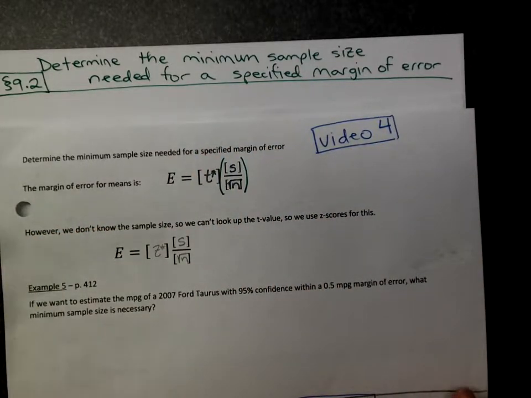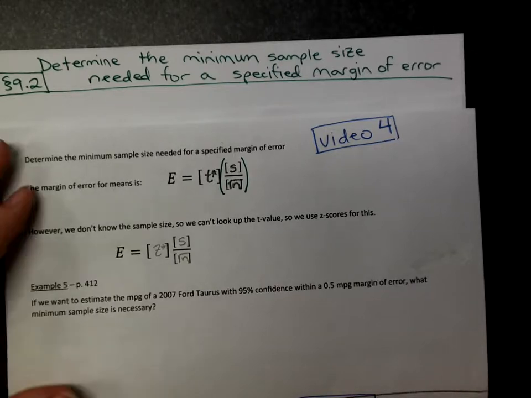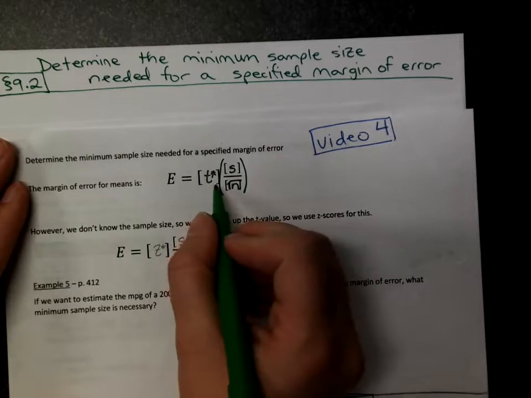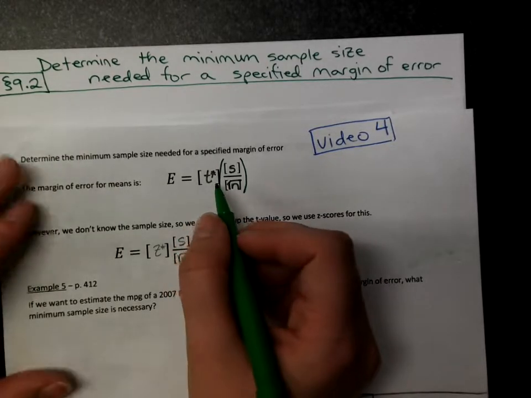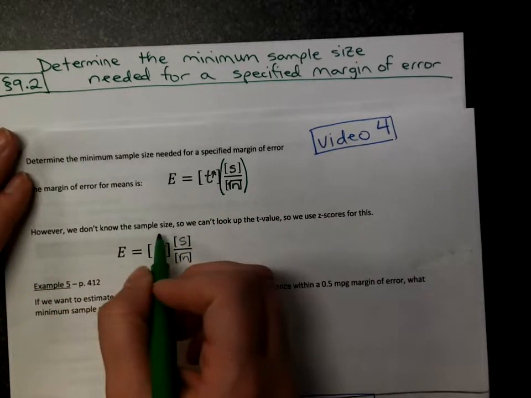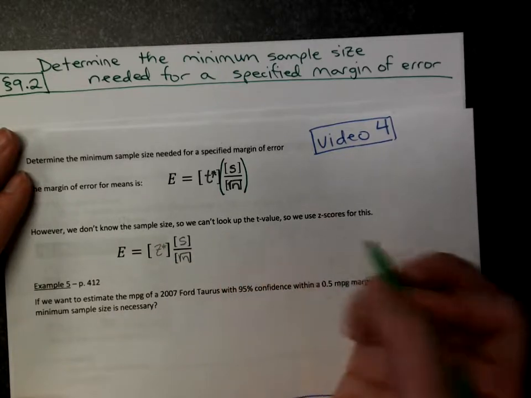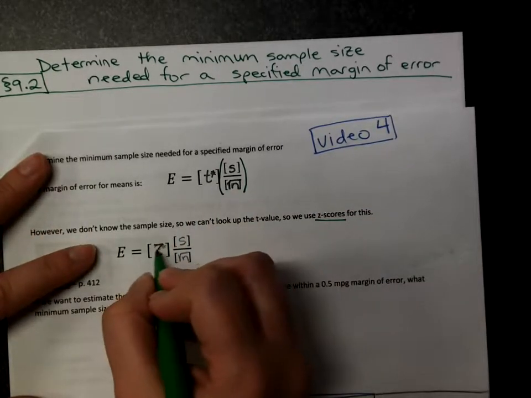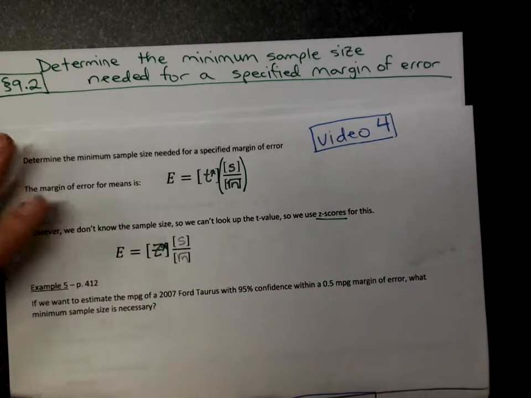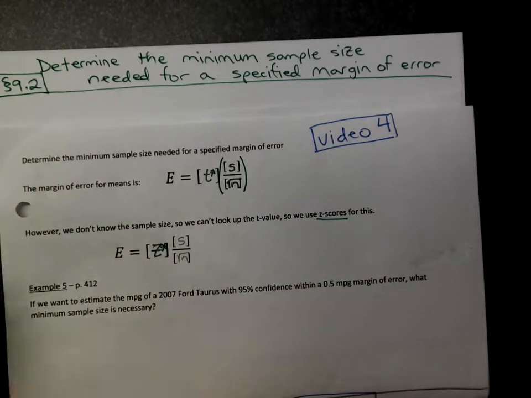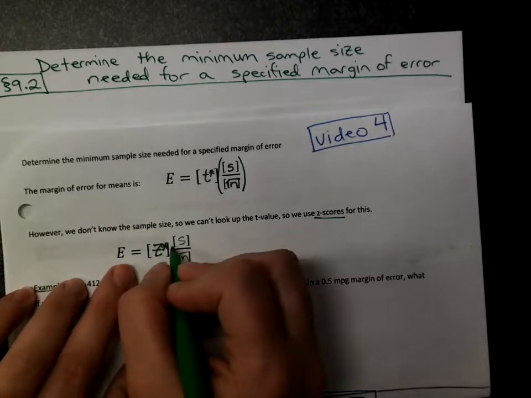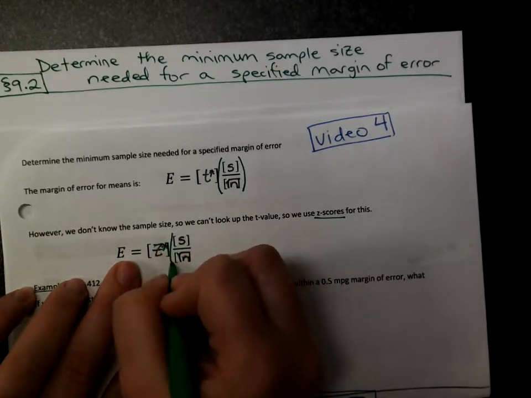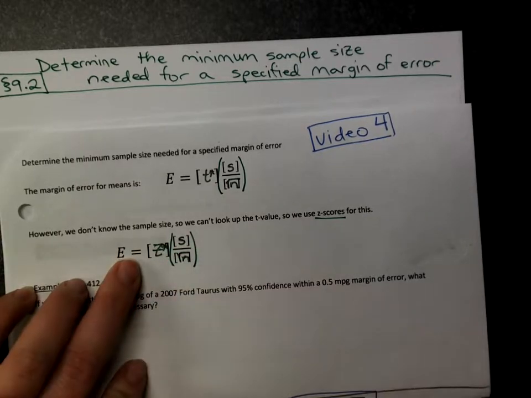The problem is we don't have a sample size. If we don't have a sample size, we don't have degrees of freedom, and there's no way to look up t star without degrees of freedom. So, since we don't know the sample size, we can't look up the t value. So instead of t star, we use z critical values again like we did in section 9.1. So we use z star times s over the square root of n, and again it might be helpful to put that part in parentheses.